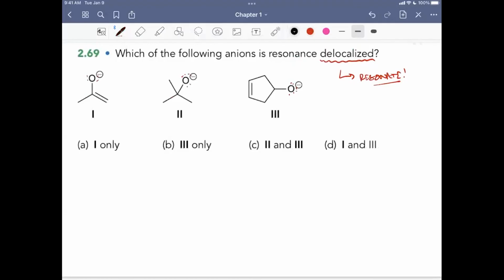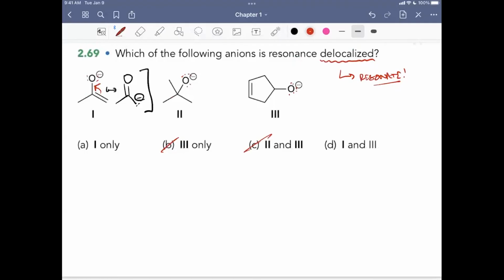So let's think about this first one. Let's think about 1. This can resonate, right? If you pull that pi bond up, you get a negative carbon at the end there, and you get a fully octetted, I guess is a word, that oxygen has a full octet. So you can definitely do resonance for this first one. So all of these, B and C, are knocked out. So we don't even really have to look at number 2, we just have to look at number 3, process of elimination. So is number 3 delocalized?